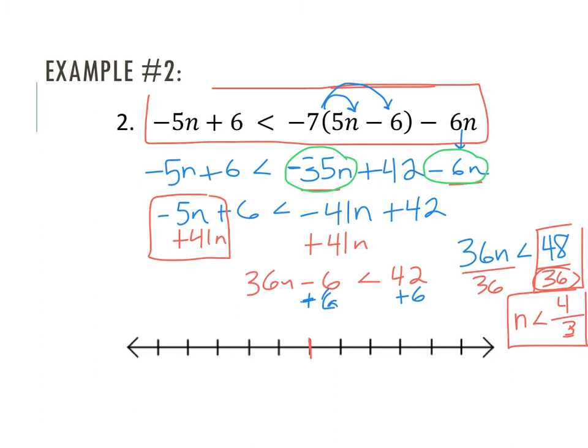So let's mark where 0 is. If these are integer values, this would be 1, and then 4/3 would be slightly past 1. In fact, a third past 1. So there's where my 4/3 would be. And so since it's less than, we're going to use an open circle right above that value of 4/3. And since it's less than, we're going to point to the left because that's where all less values are.